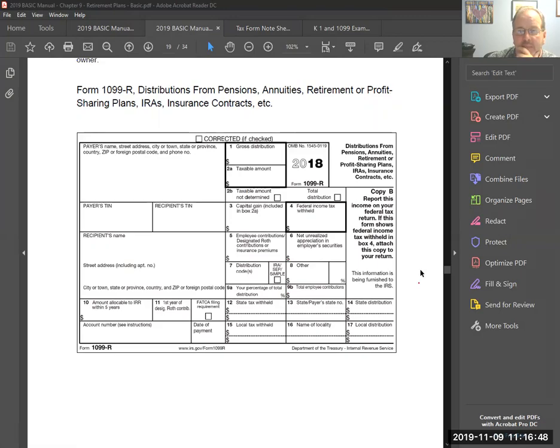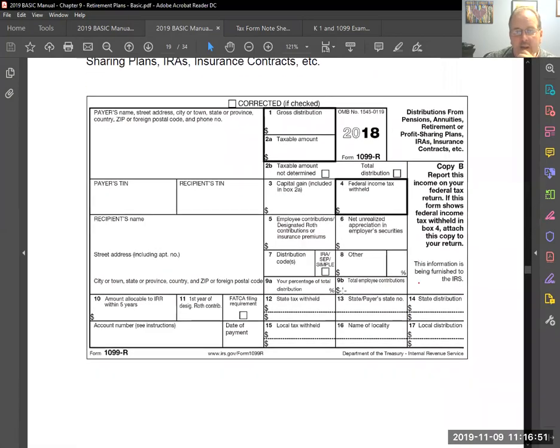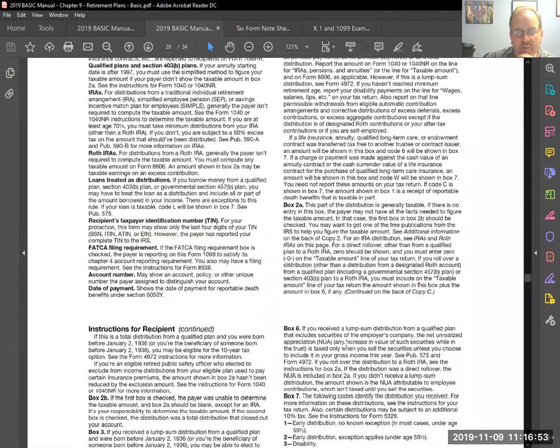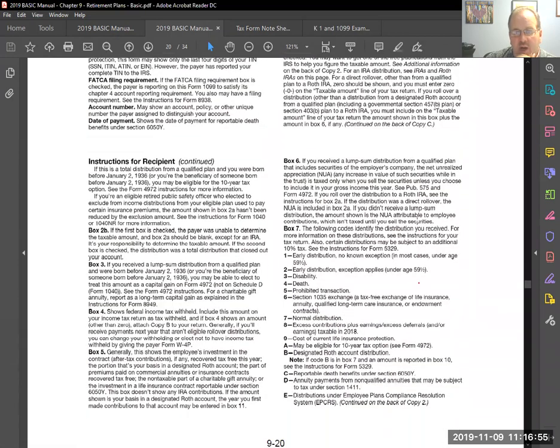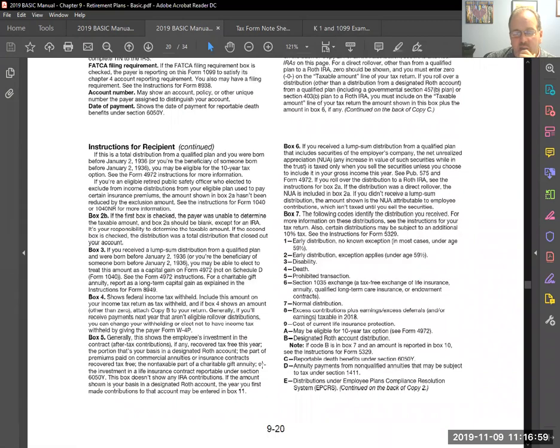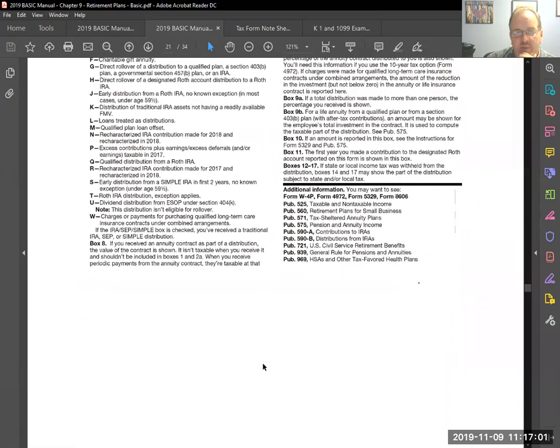Again, these are all things we're going to talk more about. You see all those letters that are there. We'll talk more about those when we work on some of the problems.